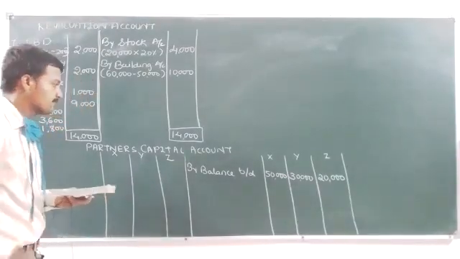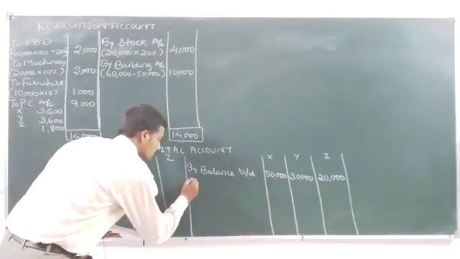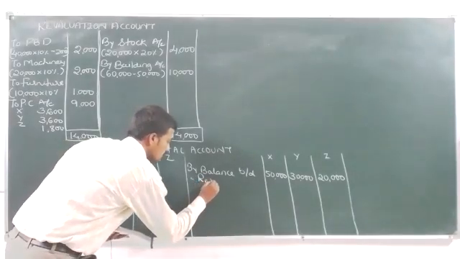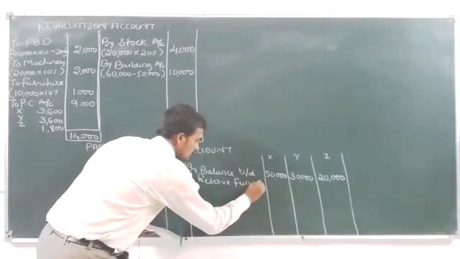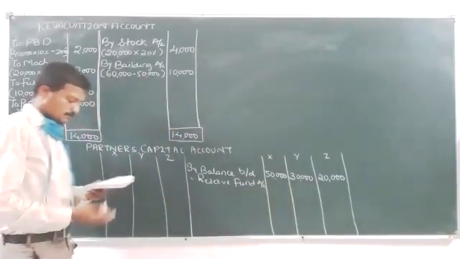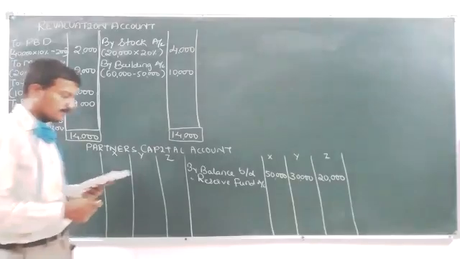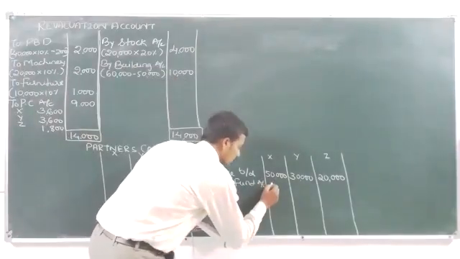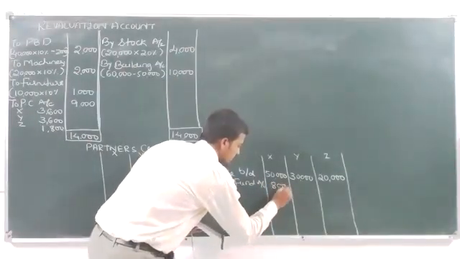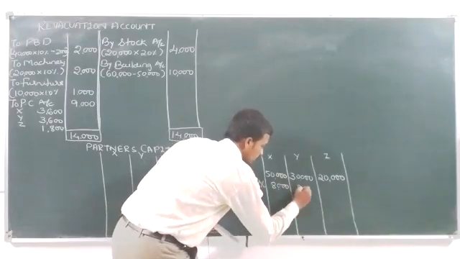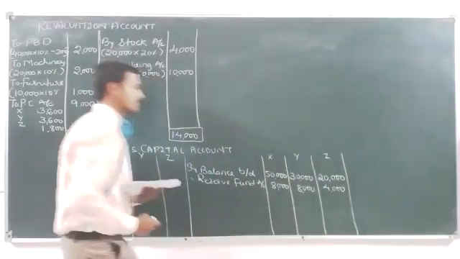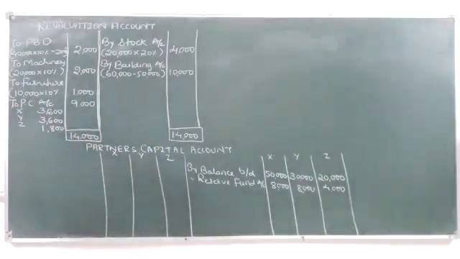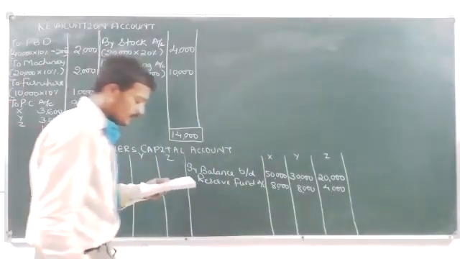Next is by reserve fund account. 20,000 divided in the ratio 2:2:1, which will be 8,000, 8,000 and 4,000.